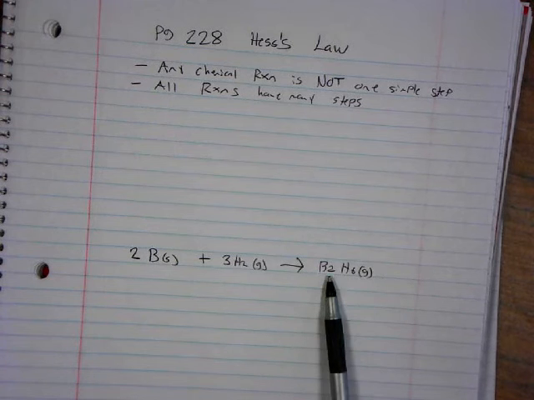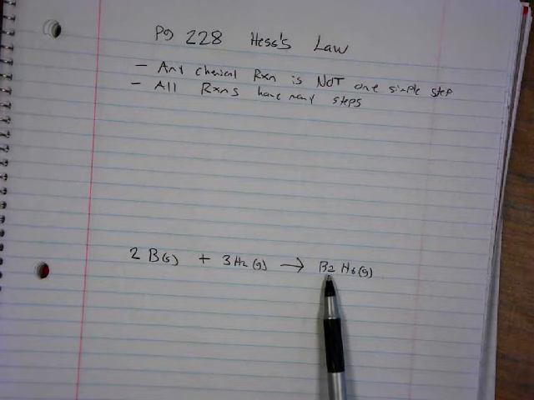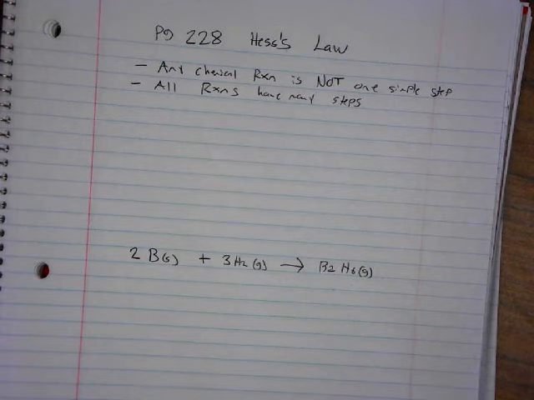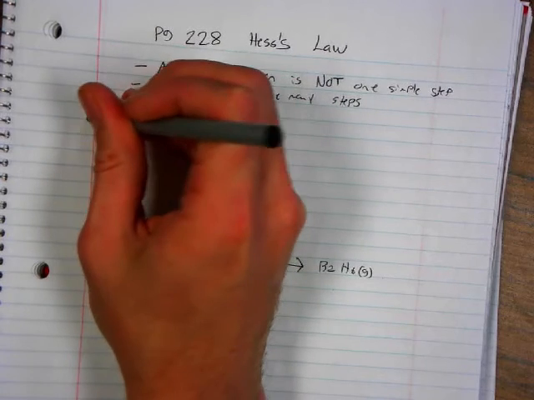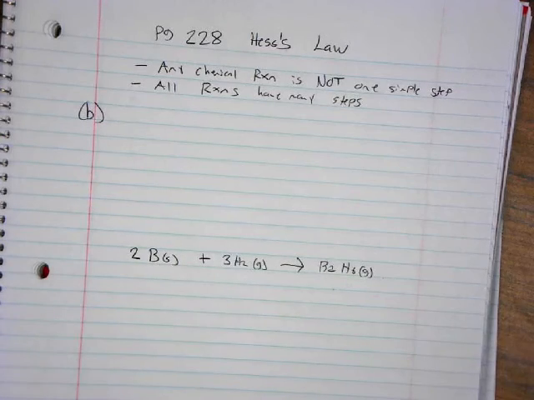What do you want to get first? B2H6 or BH2? It doesn't matter. B2H6. Okay, I want to get B2H6 on the right side of the equation. I have B2H6 in what reaction? Reaction B. Okay, but the problem is B2H6 in reaction B is actually on the left.